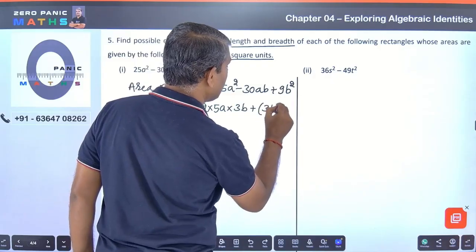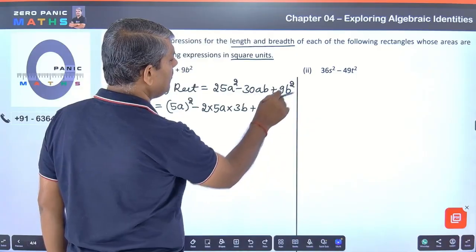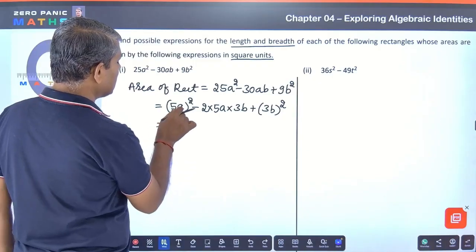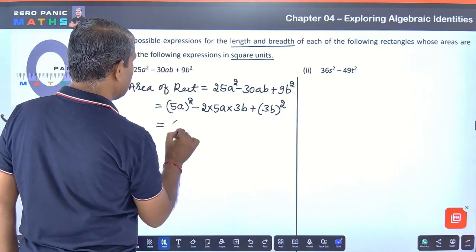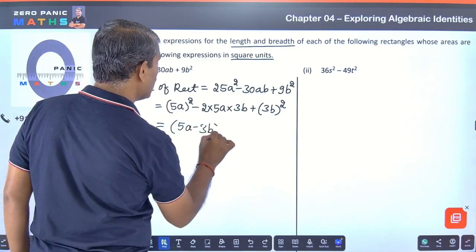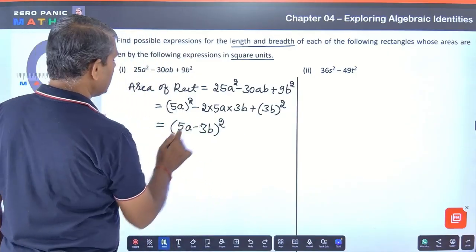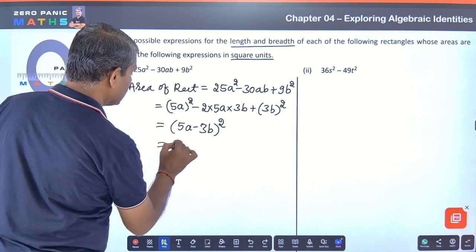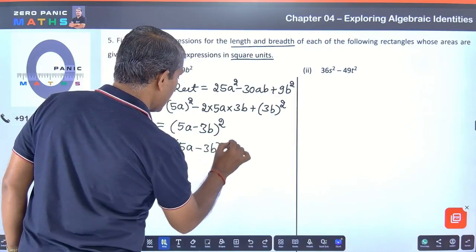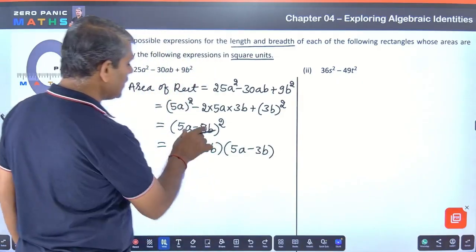So I can write directly 3b whole square as the b square value. Okay, 3b whole square is 9b square. So now you have 5a as a and 3b as the value of b. So I can write this as 5a minus 3b whole square, that is 5a minus 3b and 5a minus 3b. I've multiplied this twice.